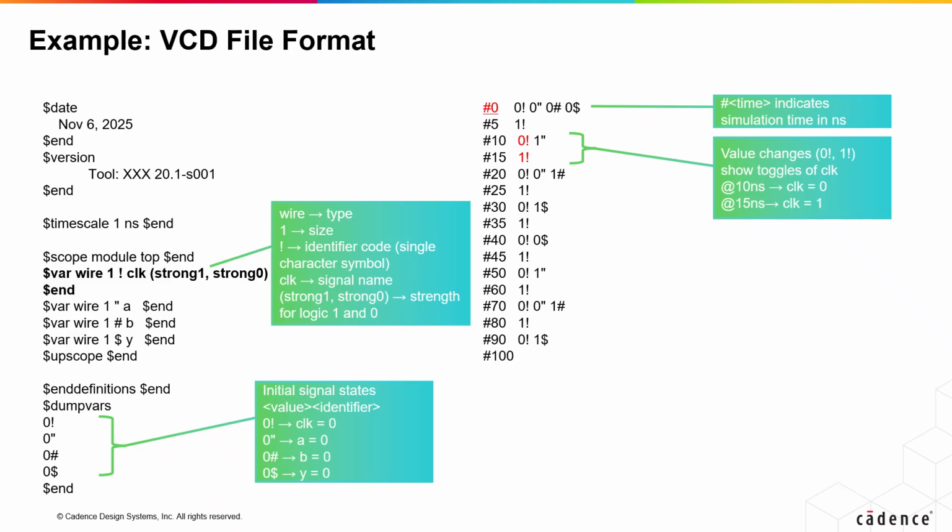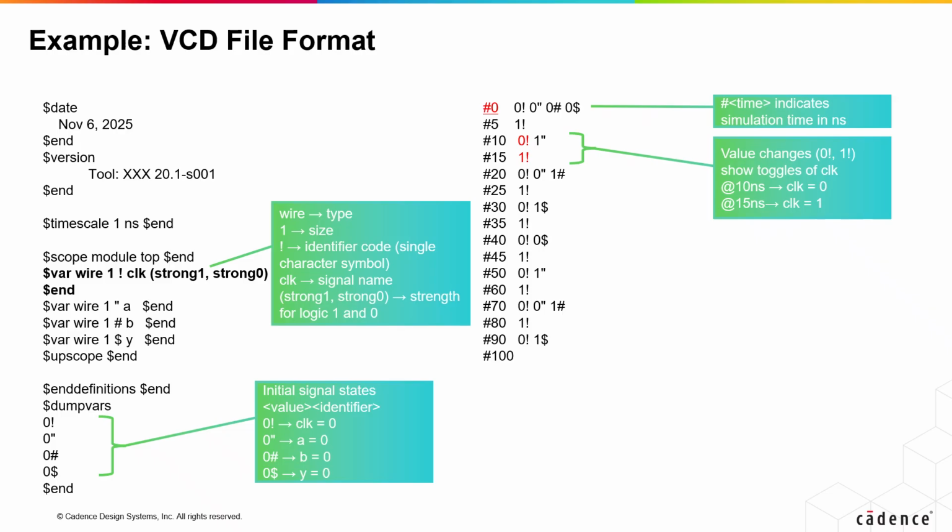The values change section is shown below. It displays how signal values change over time during the simulation. The $dumpvars command is used to record these value changes. The simulation starts at 0 nanoseconds, which is indicated here by the hash, followed by the time value. All timestamps are measured in nanoseconds.